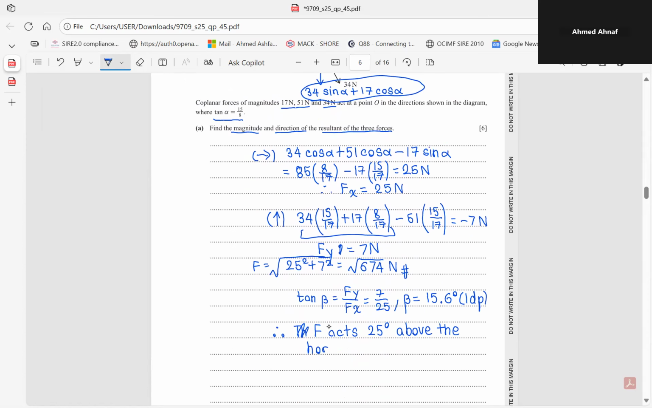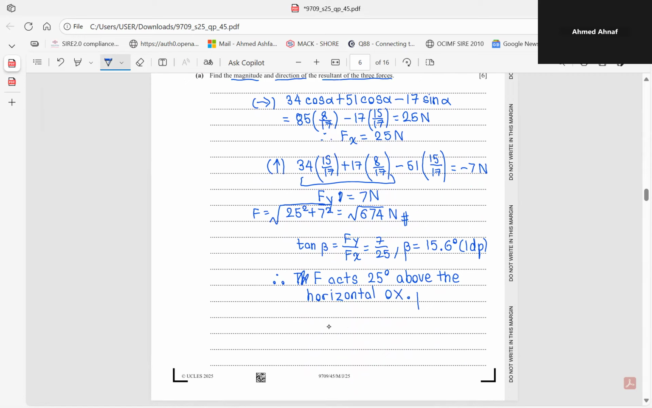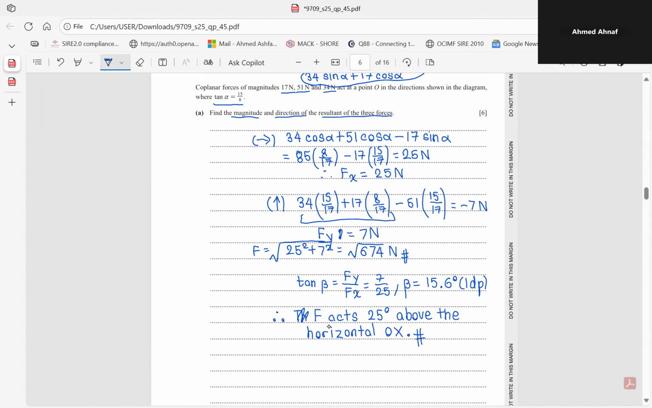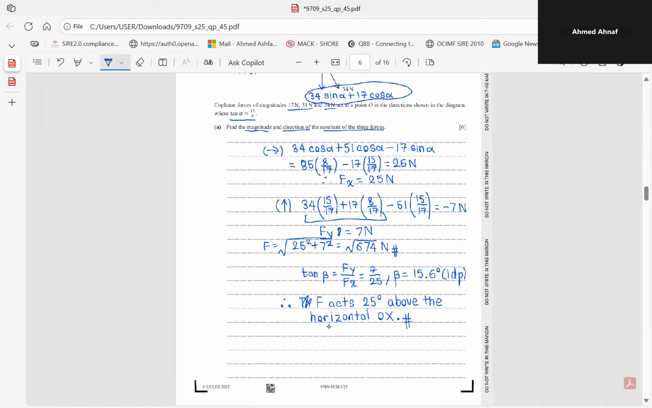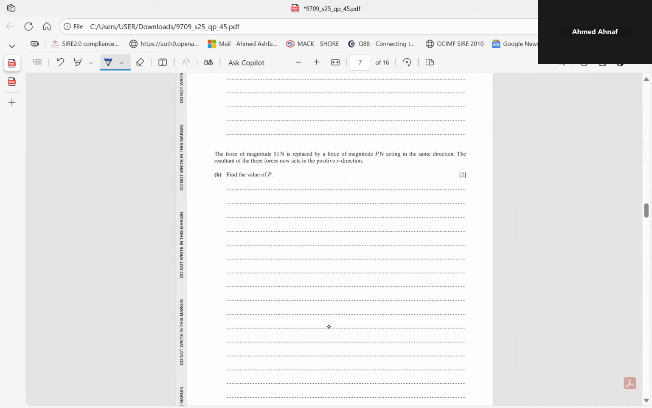Okay, along the horizontal OX. Yeah, so this is the direction. This is how you express the direction of force, and our magnitude is root 674 newtons. Yeah, so this is our final answer for this first part. Let's head on to the next part.